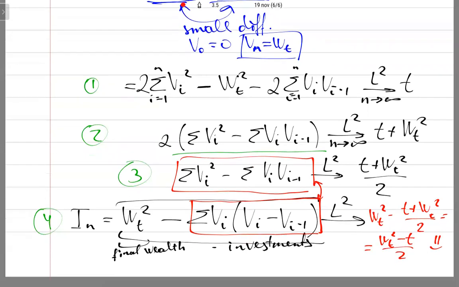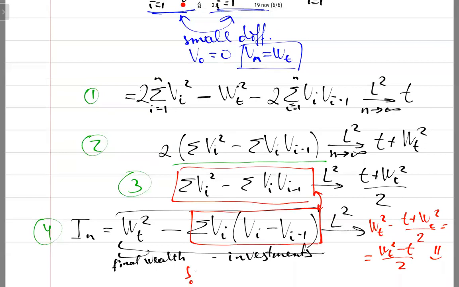And bingo, we have calculated our first stochastic integral from 0 to T. The integral of Wu dWu is Wt squared minus T over 2. I have done it. We have calculated our first stochastic integral.